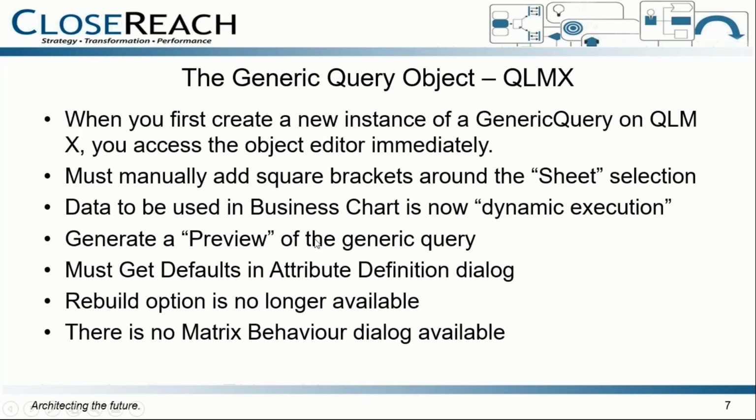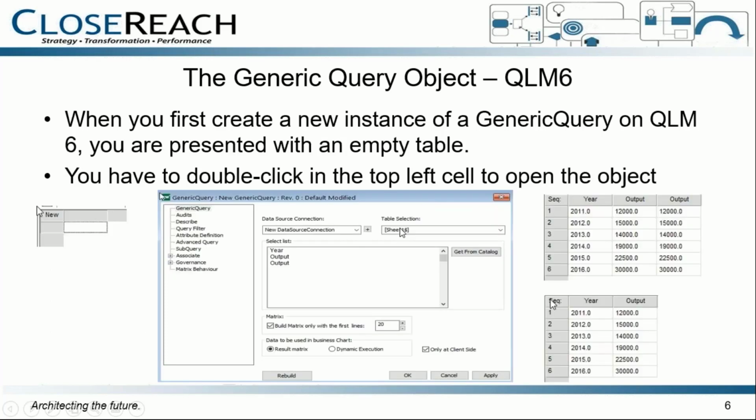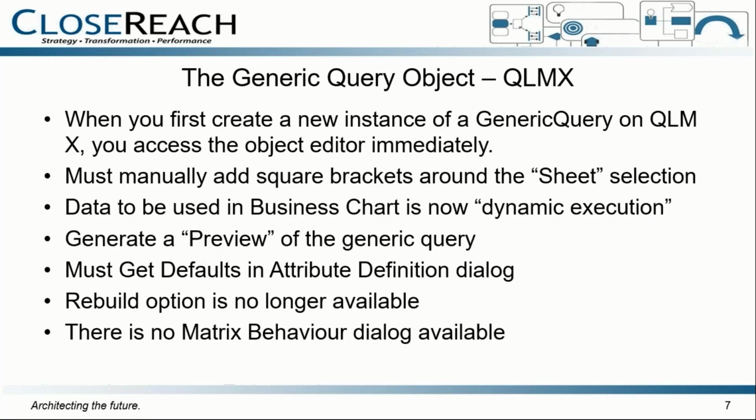Okay. Other main differences, that we're using dynamic execution for the business chart. So if I go back to my version 6, I was using result matrix and only a client side. That doesn't work with the settings now in version 10, in order to implement the exercises that we have. So we don't actually have to choose dynamic execution, that's the default value, so you just leave it as is. And then you generate a preview of the generic query.